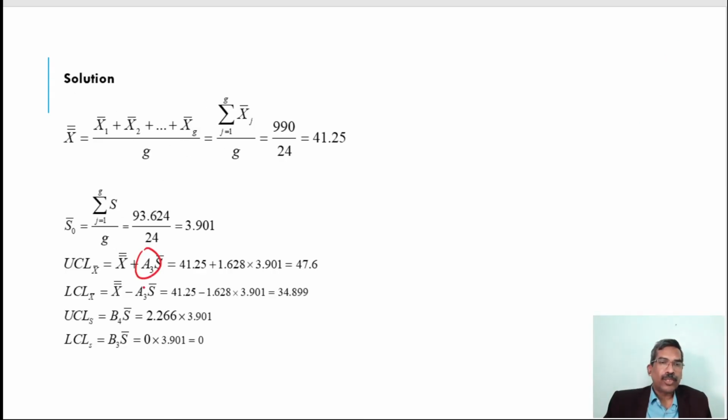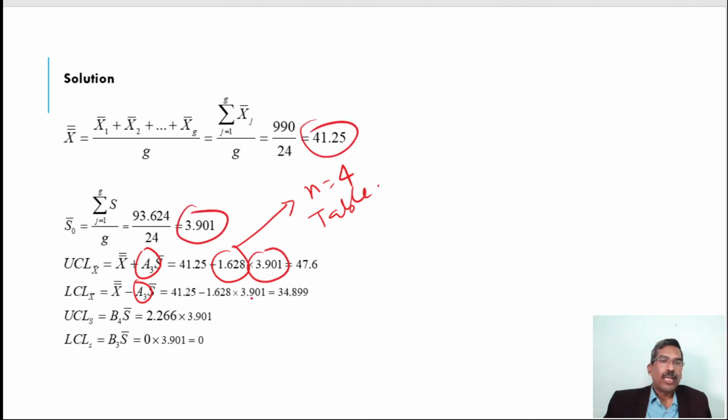So this x double bar and s bar can be used in this formula. And using A3, the A3 value is 1.628 for n equal to 4. If we consider n equal to 4, this can be taken from the table. This is the s bar new, and this is the x double bar. So in this way, we can find the value of UCL and LCL for the x bar chart, and this is for the s chart.